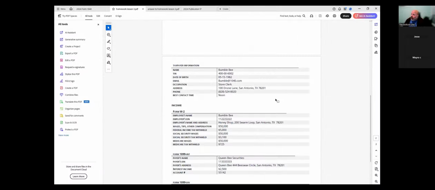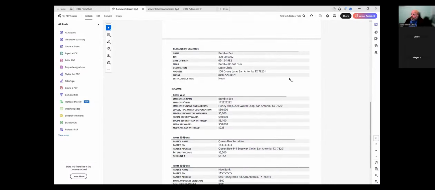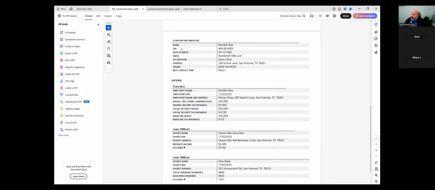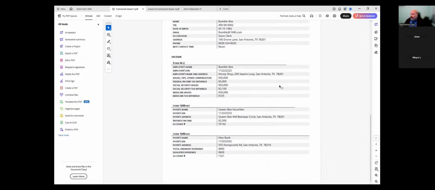So we look here at the W-2. We have the employer's name, we have the employee Bumblebee, his date of birth, his TIN, his taxpayer identification number, or that could also be social security number, his occupation, address, phone, best contact.